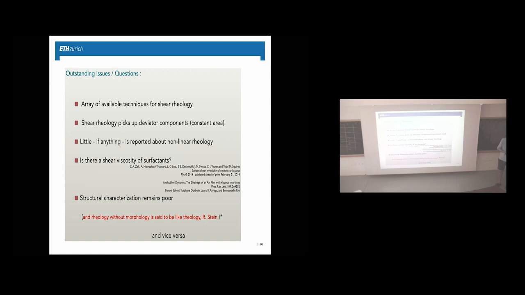For shear, there's an array of techniques available, and they work. I think we have confidence now on what we really can measure. But of course, we only measure the shape-changing resistance of an interface, which is only part of the story. Nonlinear rheology, there's a little bit with large amplitude oscillations, but I don't think this field is matured yet, and I don't even know if it's relevant, but okay.